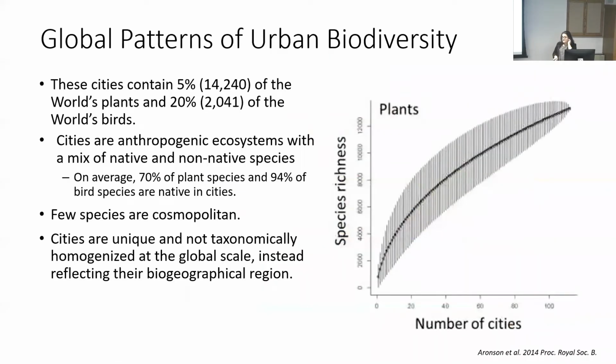So of these cities, we only had 110 cities. They actually support 5% of the world's plant species and 20% of the world's birds. We also found that they're anthropogenic ecosystems with a mix of natives, but overall, as far as species richness goes, or the number of unique species, cities retain about 70% of those species as native plants, and 94% of bird species are native. There are a few cosmopolitan species, and those, I think, are the really, really interesting ones.